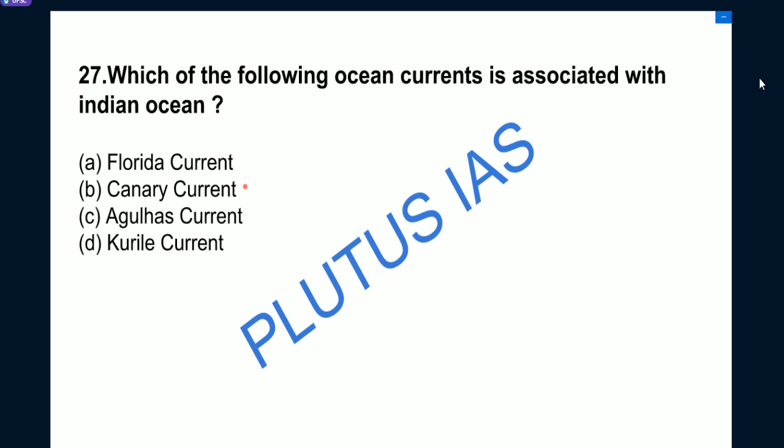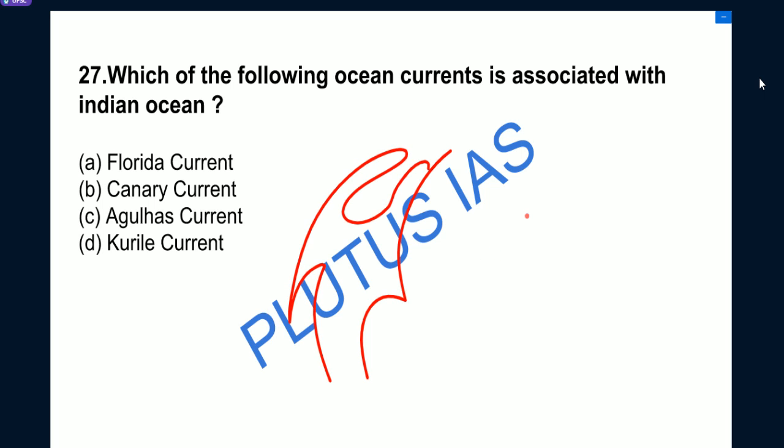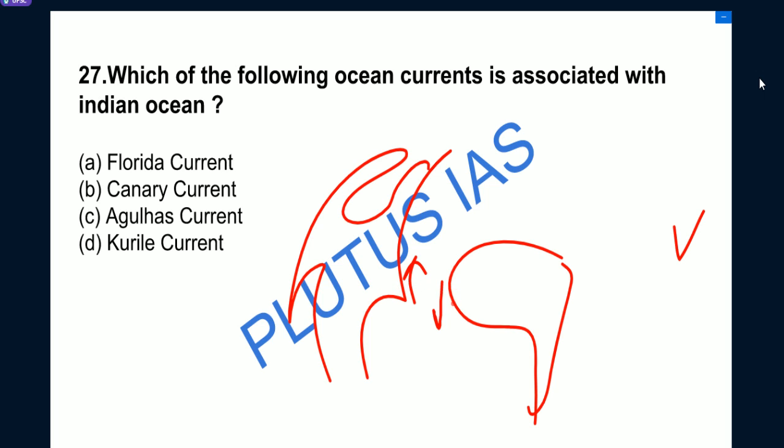Now we'll see where these currents are present. Okay, so we'll make a rough map. So Florida current, this is present here. Canary current, this is present here. Agulhas current, this is present here. Then Kuroshio current, this is present near Japan, western parts of Japan.